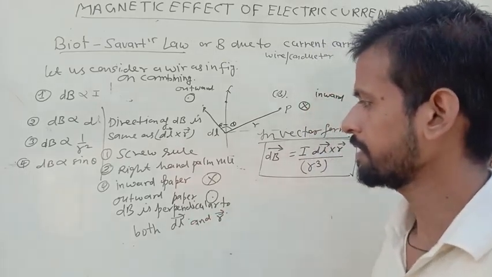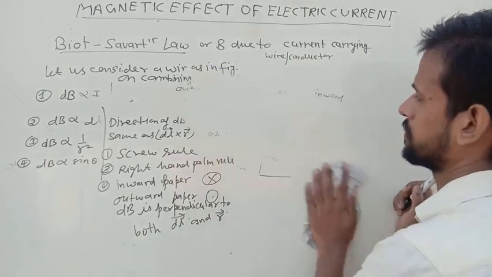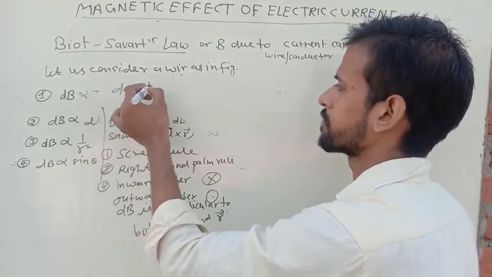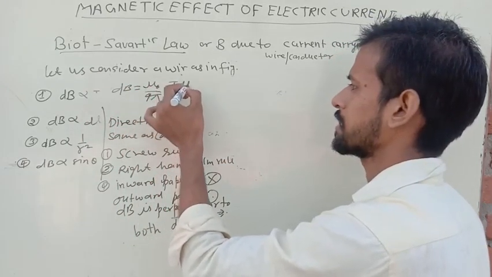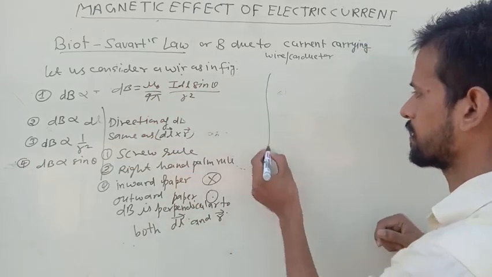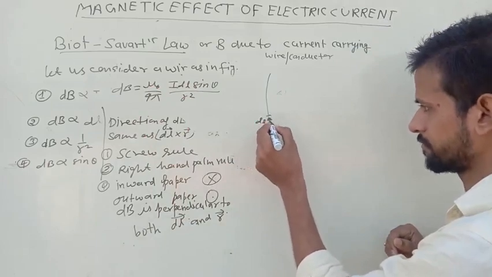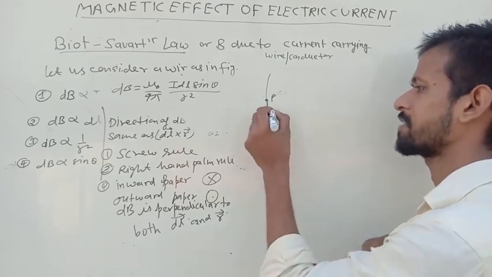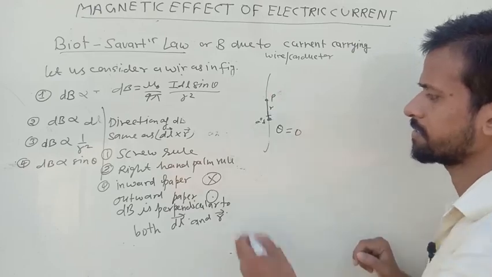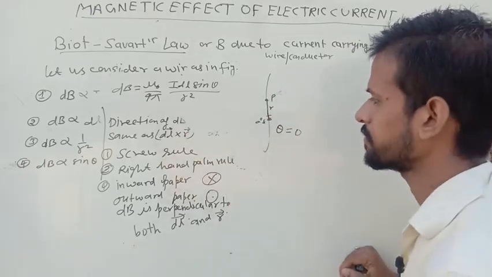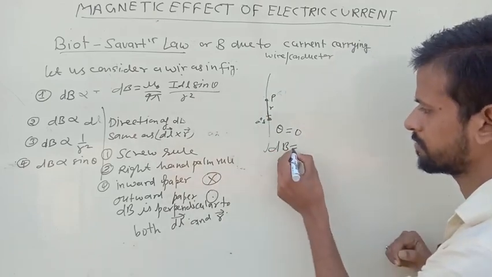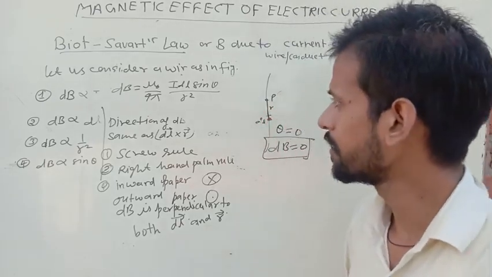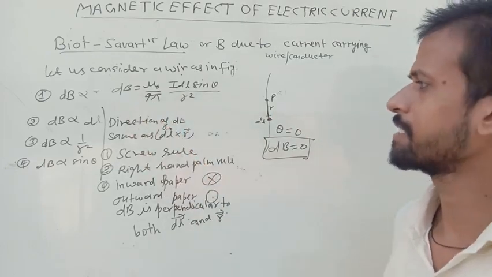Okay, now there are some special cases. We write again dB is equal to mu naught by 4 pi I dl sine theta upon r square. Now this is the element length, this is dl, and we have to calculate the magnetic induction at point P. So this is dl and this is r, then what will be theta? This is 0, dl is this and r is this. If theta is 0, that means the direction of dl and r is the same, and sine theta is 0. After putting in the value, we get dB is equal to 0.